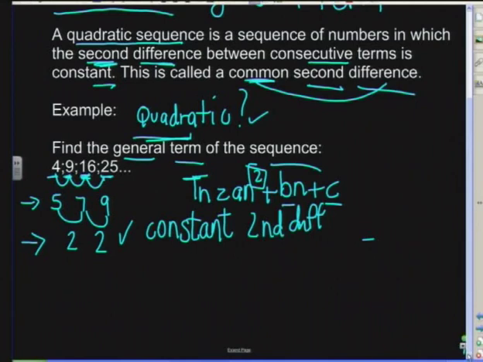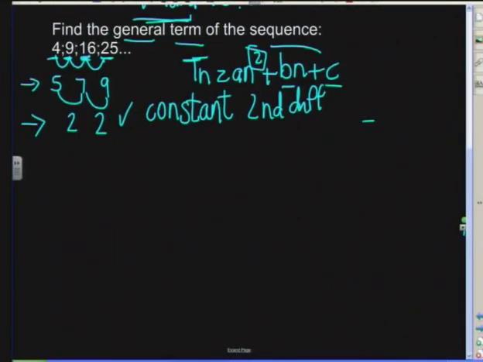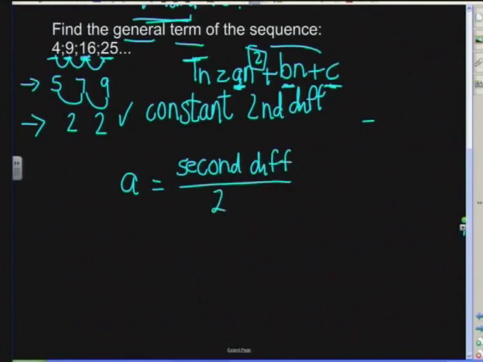So we've got our constant difference is 2. We're asked to find the general term. That means we need a, b, and c. Now, there is a way that you can show that your a, which is the coefficient of n squared, is equal to the second difference divided by 2. There is a way to show this. I'm not going to go into details on how you show this, okay? We're just going to accept that to find a, which is the coefficient of n squared, it is your second difference divided by 2, all right?